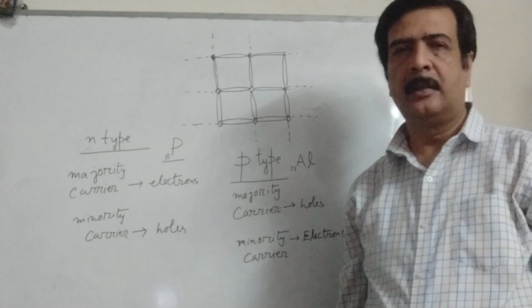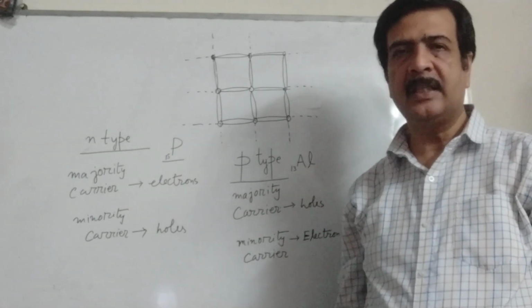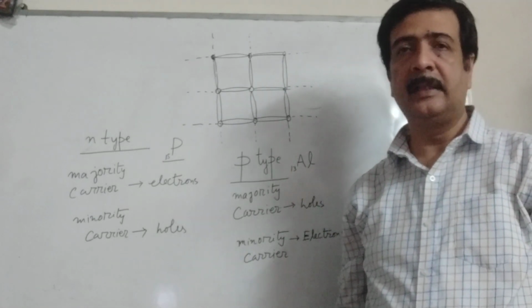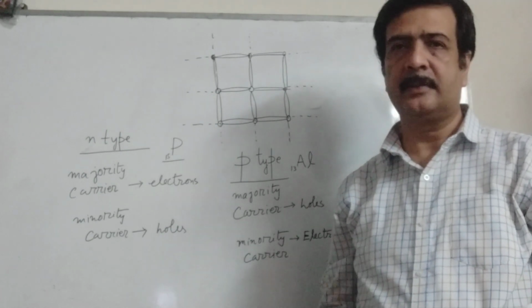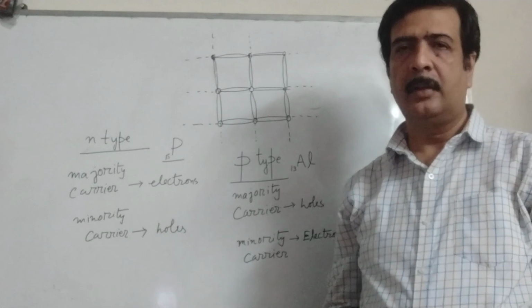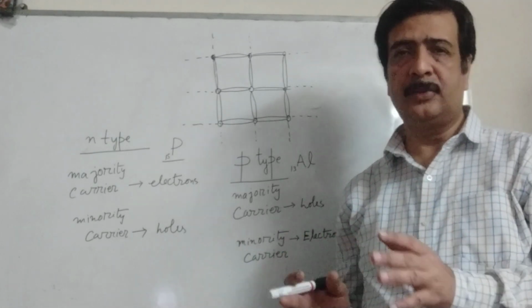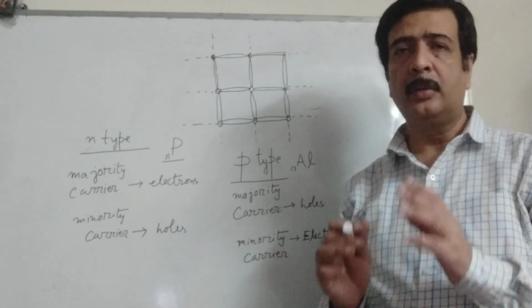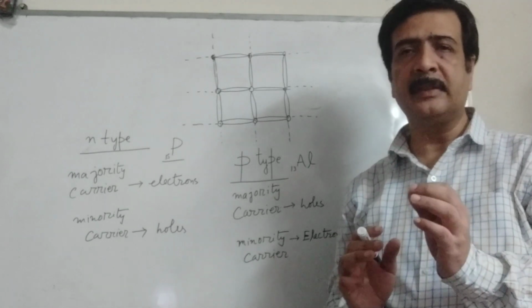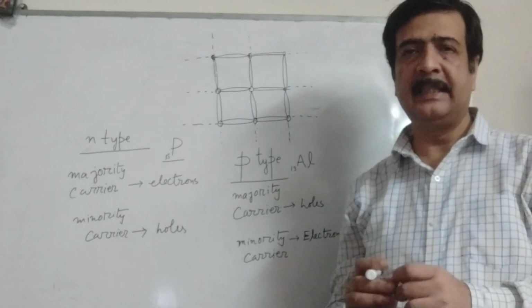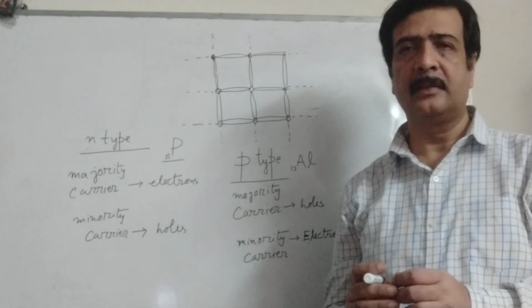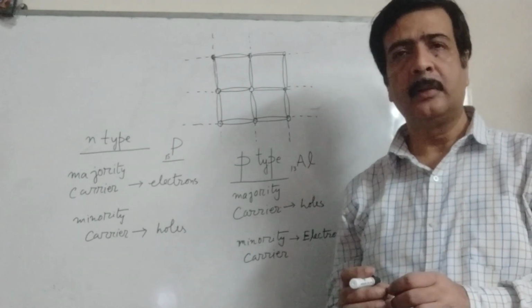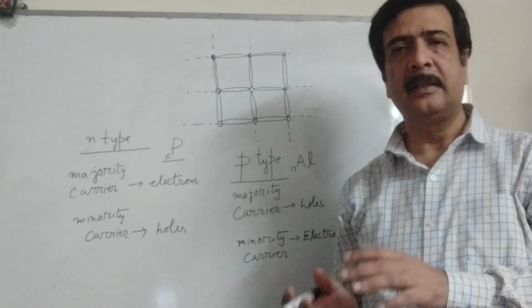Semiconductors are those which have conductivity in between conductors and insulators, or good conductors and insulators. So the conductivity of a semiconductor is less than the conductivity of good conductors and more than the conductivity of insulators.